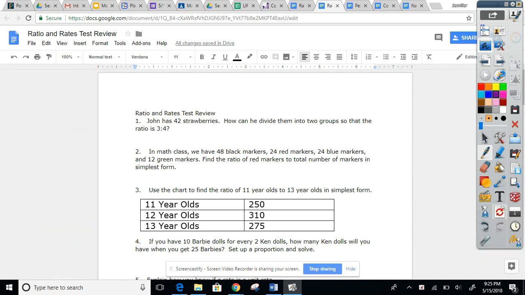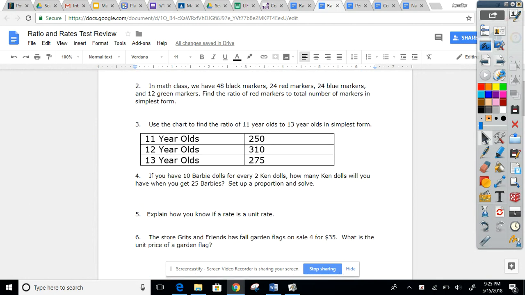Okay. Next, it says in math class we have 48 black marbles, 24 red marbles, 24 blue marbles, and 12 green marbles. Find the ratio of red to total. Okay, so we understand we need to find the red. The red has 24. And then I add them all up to find my total. And I need to simplify my ratio, okay? I want your answer as the simplified ratio in simplest form, okay?